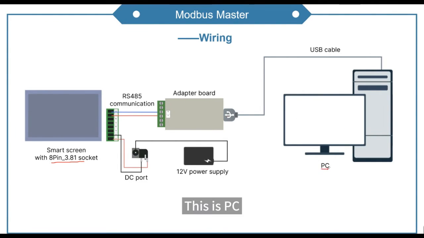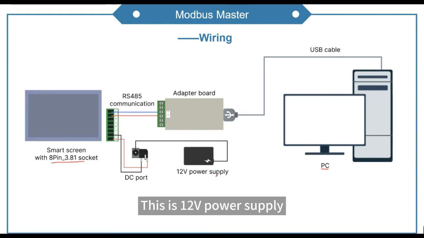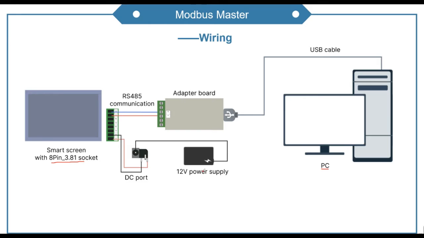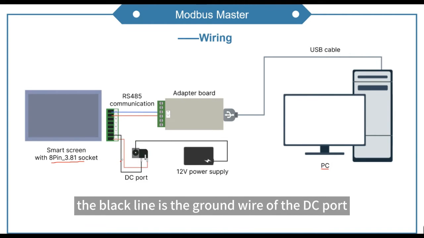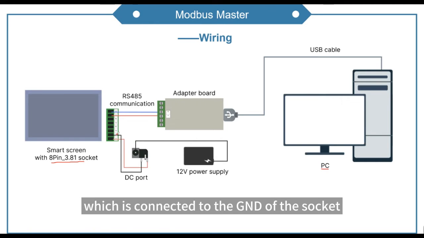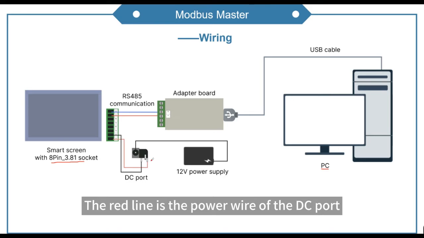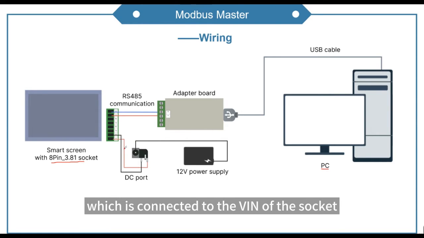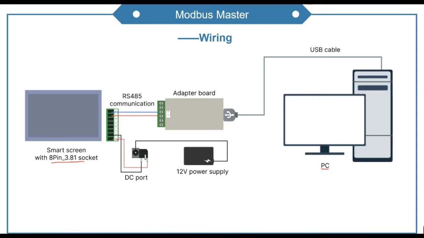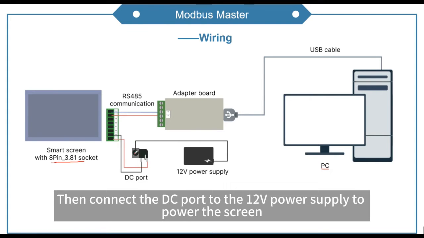This is PC. This is the DC port. This is 12V power supply. Look at this. The black line is the ground line of the DC port, which is connected to the GND of the socket. The red line is the power line of the DC port, which is connected to the VIN of the socket. Then connect the DC port to the 12V power supply to power the screen.